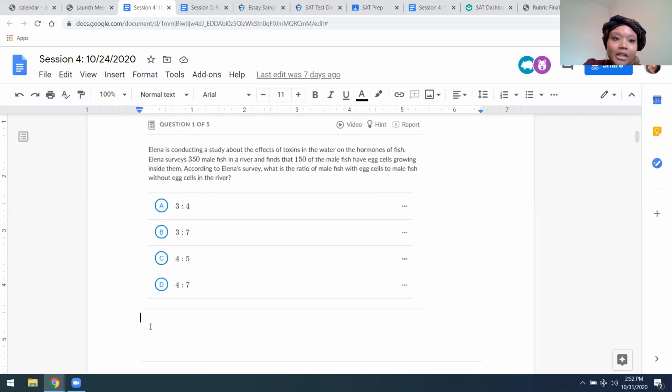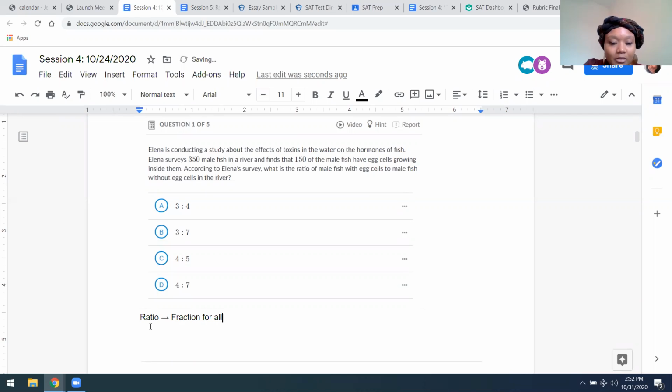All right, so I'm going to skip to the part that has the numbers in it. We read the question already. It's a lot of information, a paragraph full of information. So just to make sure that I stay focused on what I'm trying to get, I'm going to go to the last sentence, which has the question that we're trying to find. So I'm going to reread that. It says, according to Elena's survey, what is the ratio of male fish with egg cells to male fish without egg cells in the river? So a ratio can be represented as a fraction.